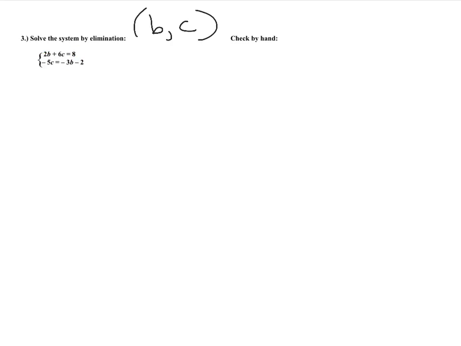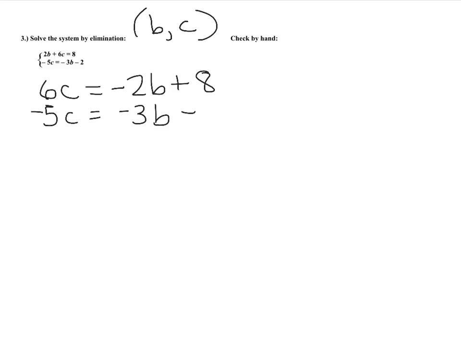So I'm going to subtract 2b from both sides. When I subtract 2b from both sides, on the top equation, what I end up getting then is 6c equals -2b because I'm subtracting it. And I'm writing that first because it's first and the one below it. So -2b plus 8. Then I'm going to do -5c equals negative 3b minus 2.